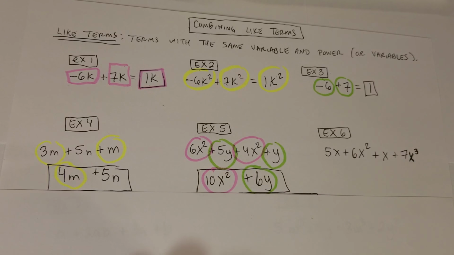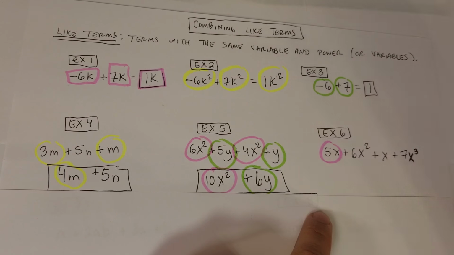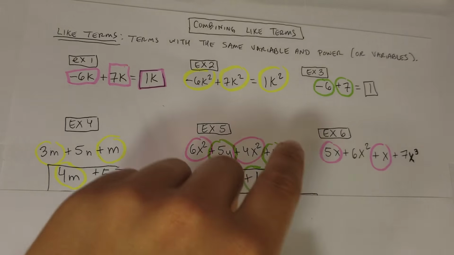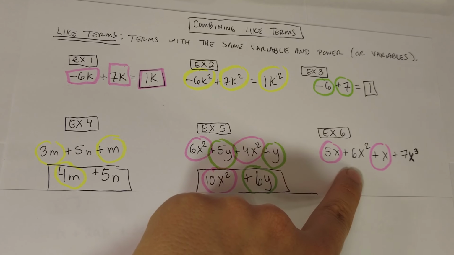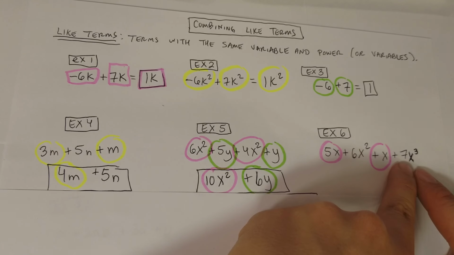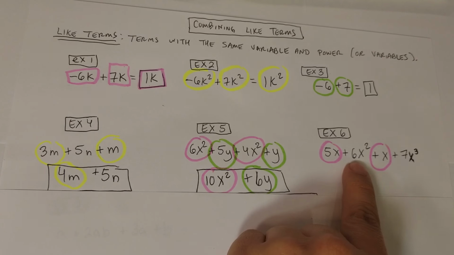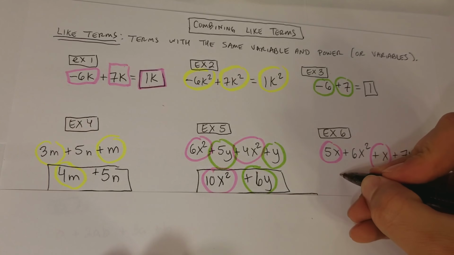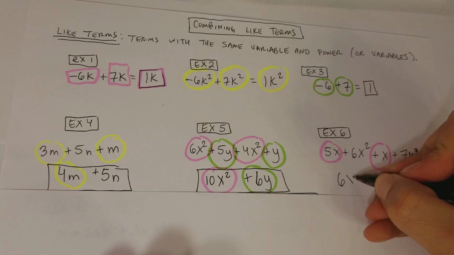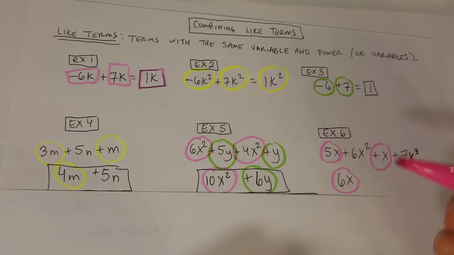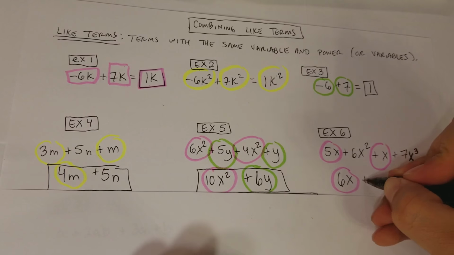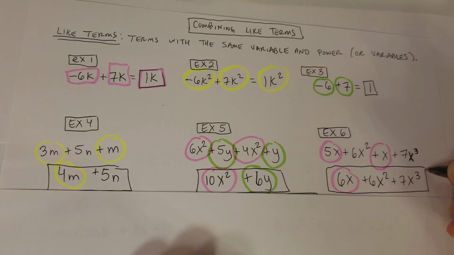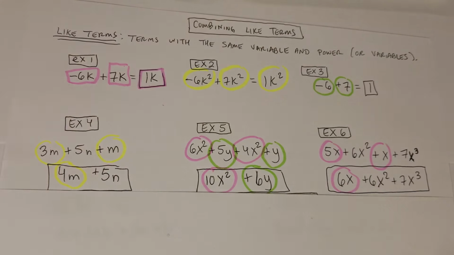Example number 6. So we have 5x. Those two have x's. This is another x right here. That can be combined with the 5x. And then, this is 7x to the power of 3. That is 6x to the power of 2. Different powers, so they're totally different. They're not like terms. Don't try to combine these two guys. So the only thing we could do is combine the 5x and the other x, which is 6x in total. The other two guys go along for the ride. So it's just going to be 6x plus 6x squared plus 7x to the power of 3. That's all we could do. So done.